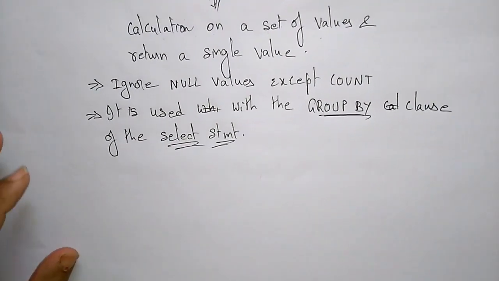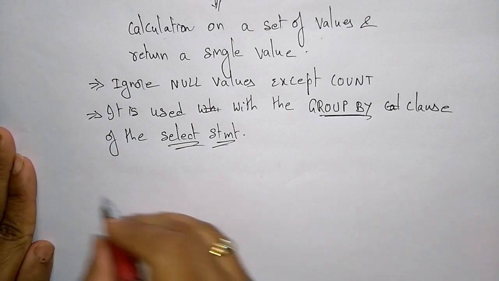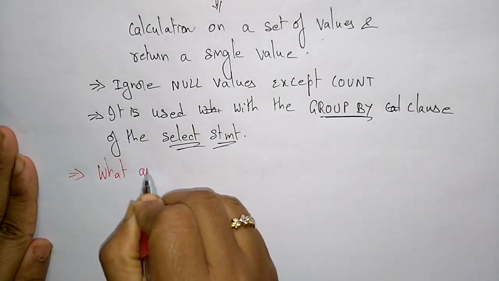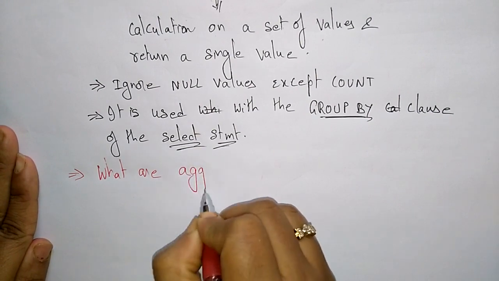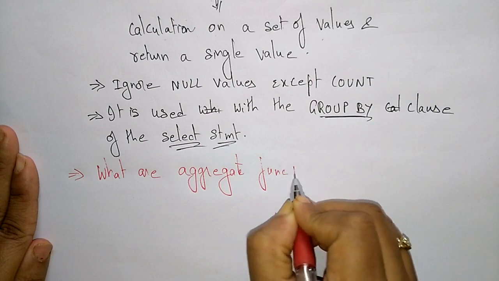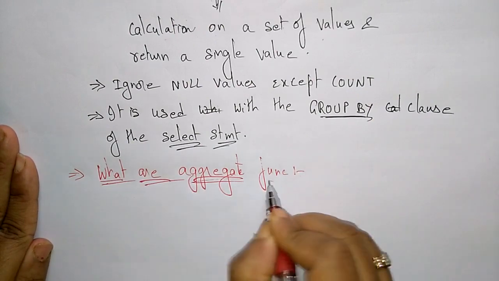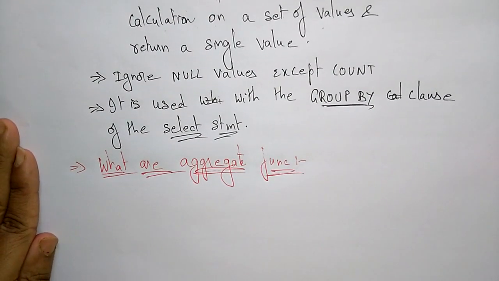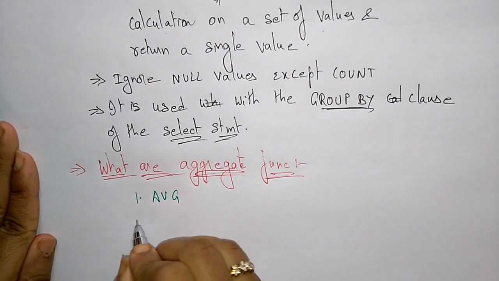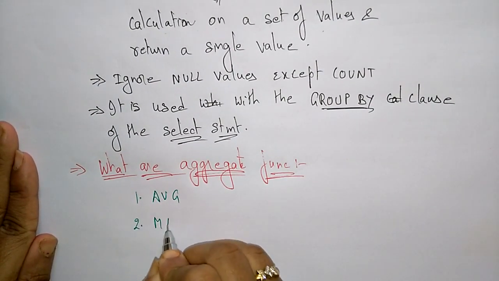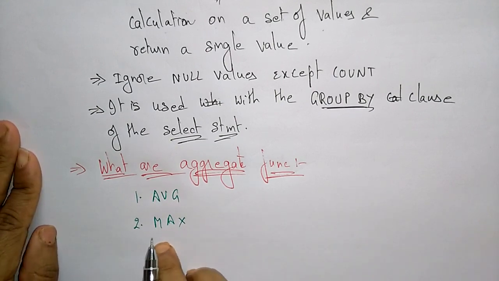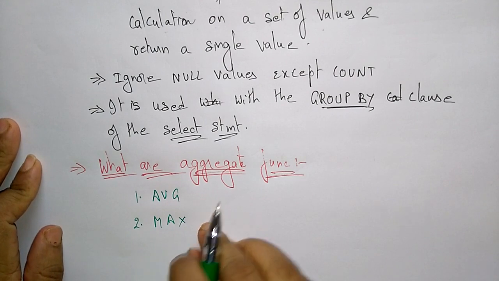So let us see the different aggregate functions. Which functions do you call aggregate functions? AVG for average, MAX for max. So these words you call aggregate functions.